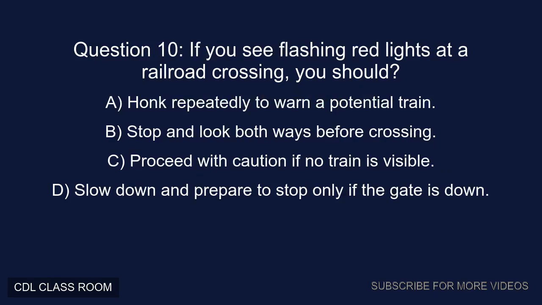Question 10. If you see flashing red lights at a railroad crossing, you should: A. Honk repeatedly to warn a potential train. B. Stop and look both ways before crossing. C. Proceed with caution if no train is visible. D. Slow down and prepare to stop only if the gate is down. Correct answer, B. Stop and look both ways before crossing.